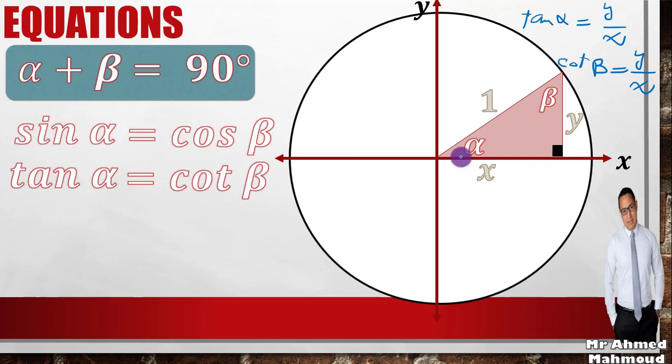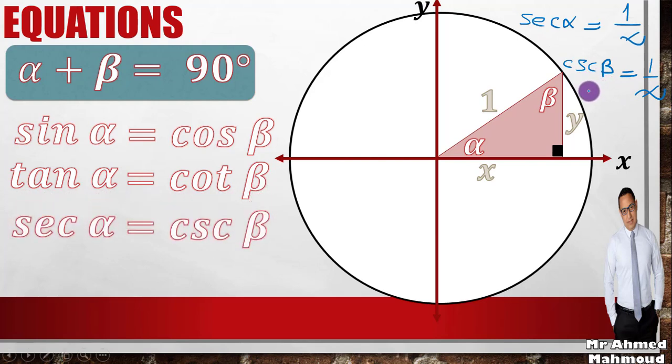The third relation, sec alpha. Sec is the opposite of cosine, which is adjacent over hypotenuse, so sec is hypotenuse over adjacent, which is 1 over x. Cosec beta equals hypotenuse over opposite, because cosec equals 1 over sine, so it will be 1 over x also. So sec alpha equals cosec beta.